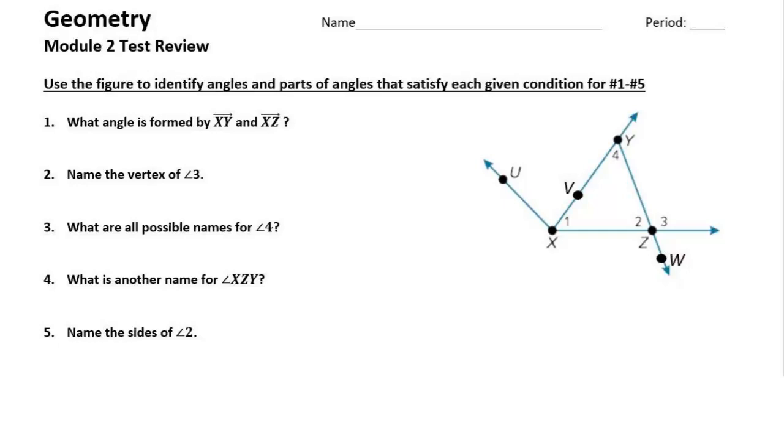All right, so looking at questions 1 through 5 here. What angle is formed by ray XY and ray XZ? Well, here's ray XY, and here is ray XZ. We've got a couple different ways that we could refer to this angle here.